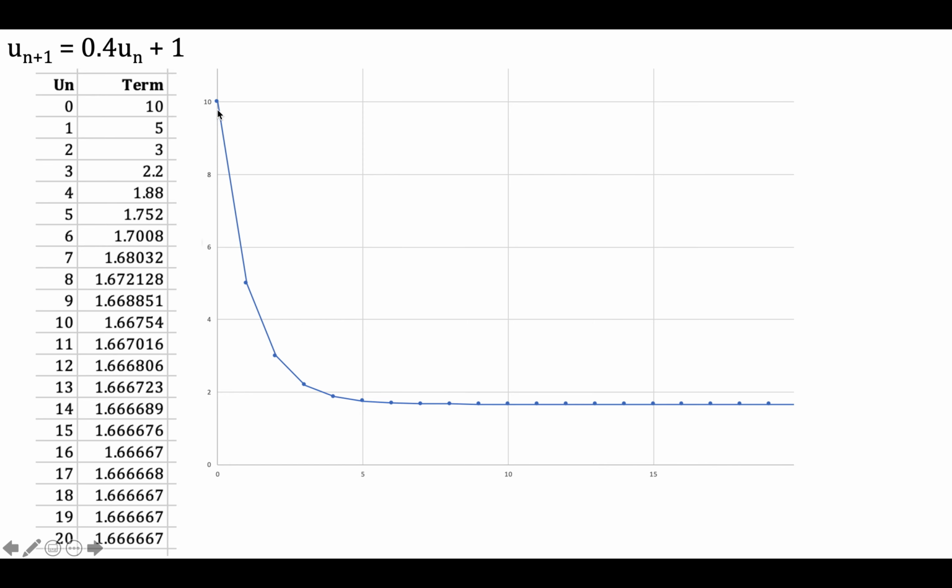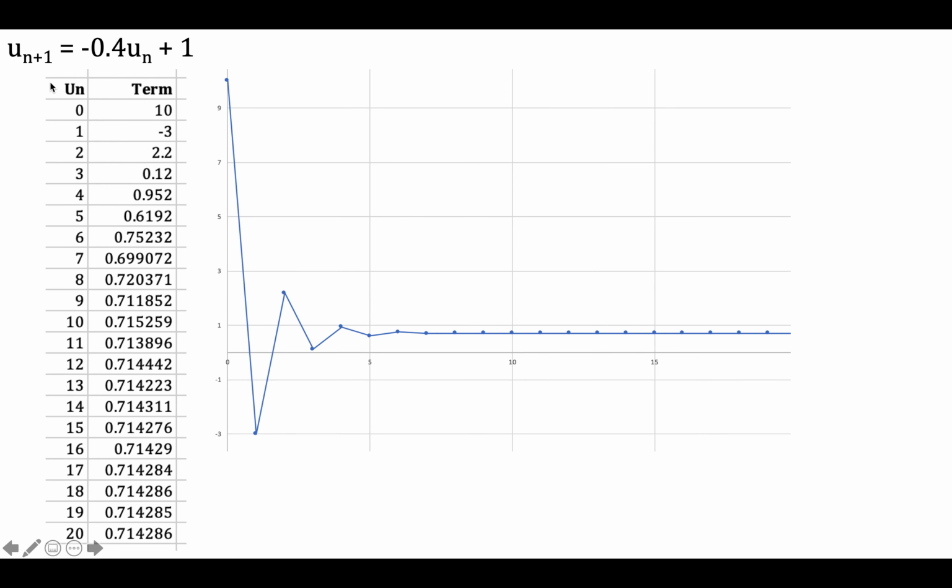And if we then look at the graph, here's my first initial value, which was 10, and then it went to 5, 3, 2.2, 1.88, and then it almost appears to go into a straight line. That's quite interesting. So hopefully whatever value you've assigned as u0 in your calculator for this sequence, it's ended up with the same value. The more terms that you calculate, it'll be the same value that will come out.